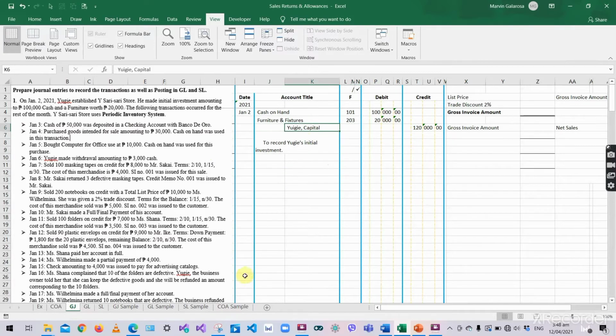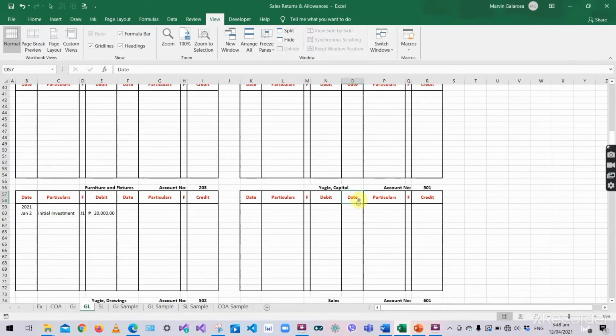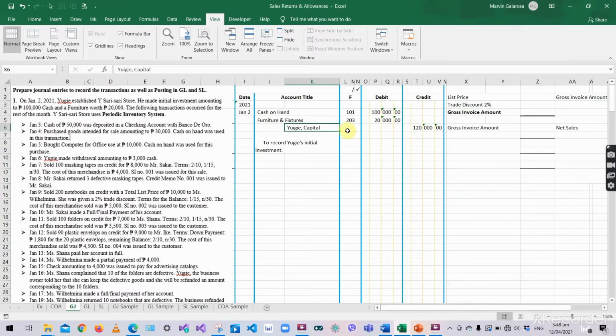And then, lastly, Yugi Capital. 120,000 credit. So, dito siya sa credit na side. 2021, January 2. So, particulars, initial investment, J1, 120,000. Account number niya, 501. So, lagay mo dito, 501.